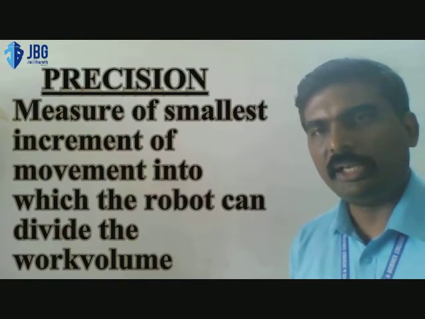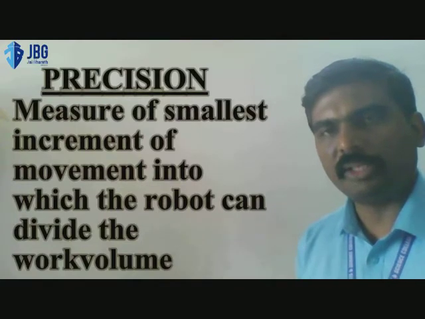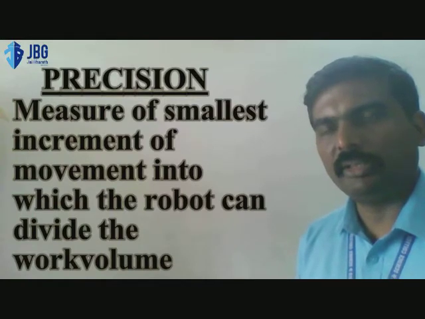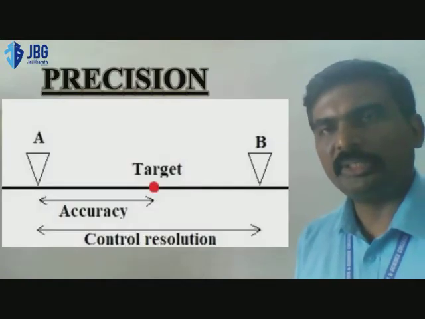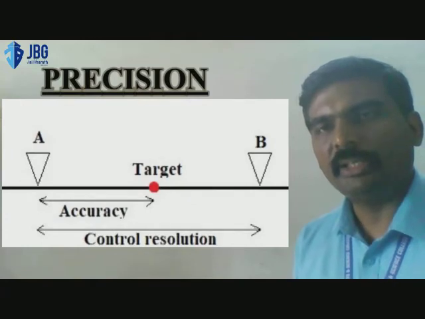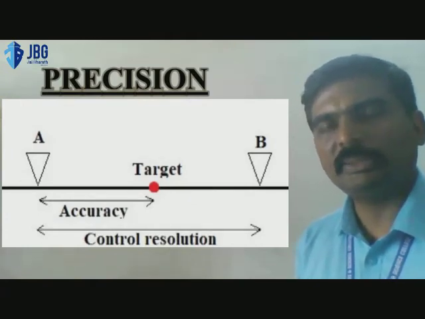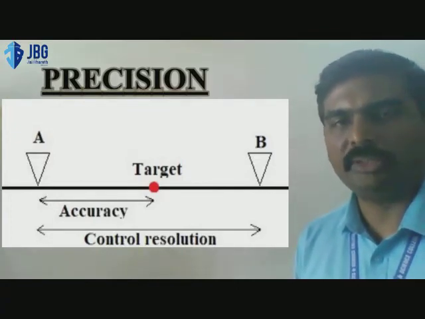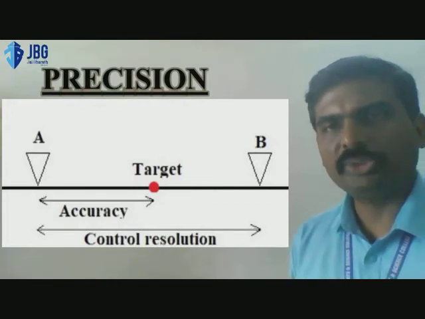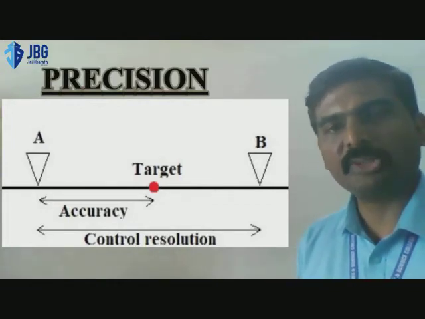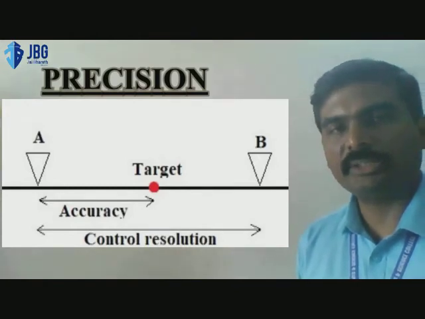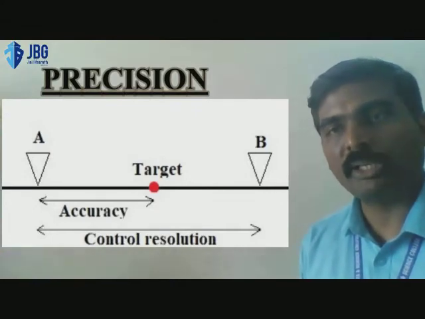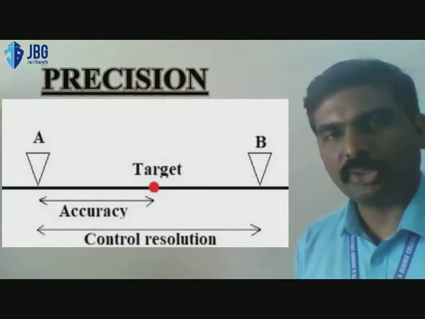If there is a point A and B, and the next step is B, the spatial resolution is the difference between B minus A. There is a distance between A and B. That is the spatial resolution or precision of a robot. Depending on the resolution of the position control system, feedback measurement system, and mechanical inaccuracies, it may vary. Resolution of position control depends on the bit storage capacity in the control memory.